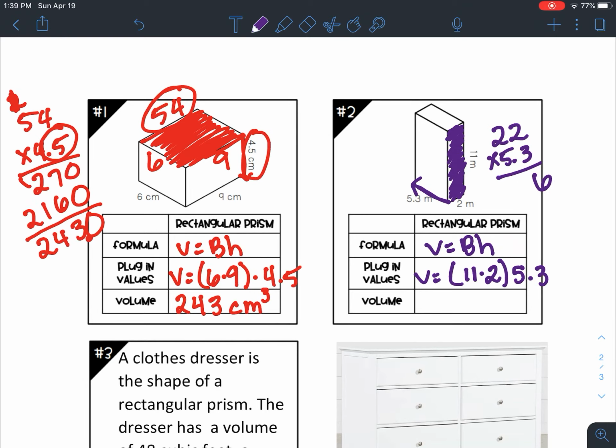So 3 times 2 is 6. 0. 5 times 2 is 10. Plus 1 is 11. So I have 6, 6, 1, 1. One place after the decimal. So I have 116.6 meters cubed.